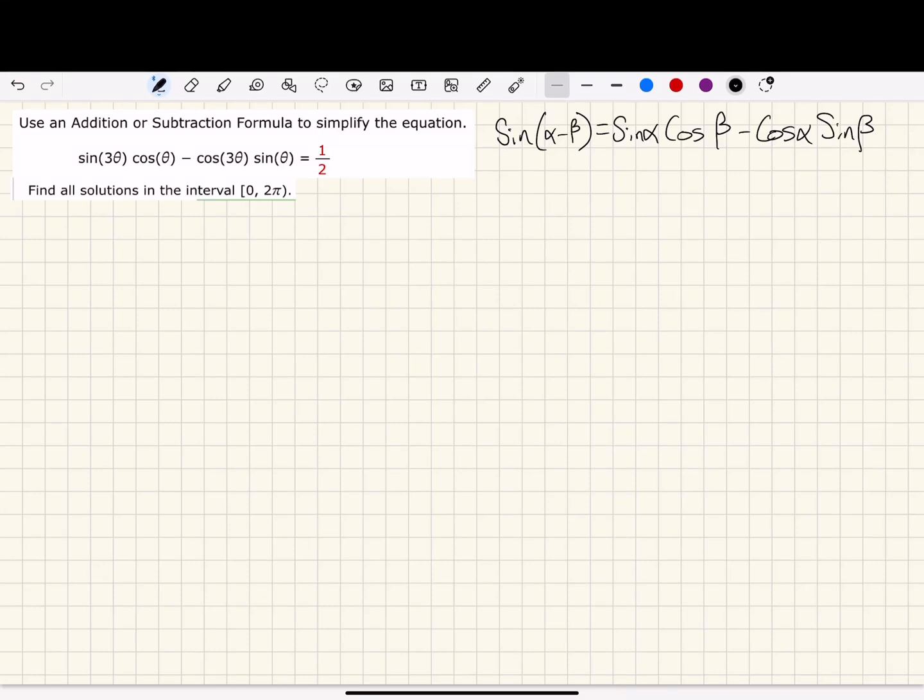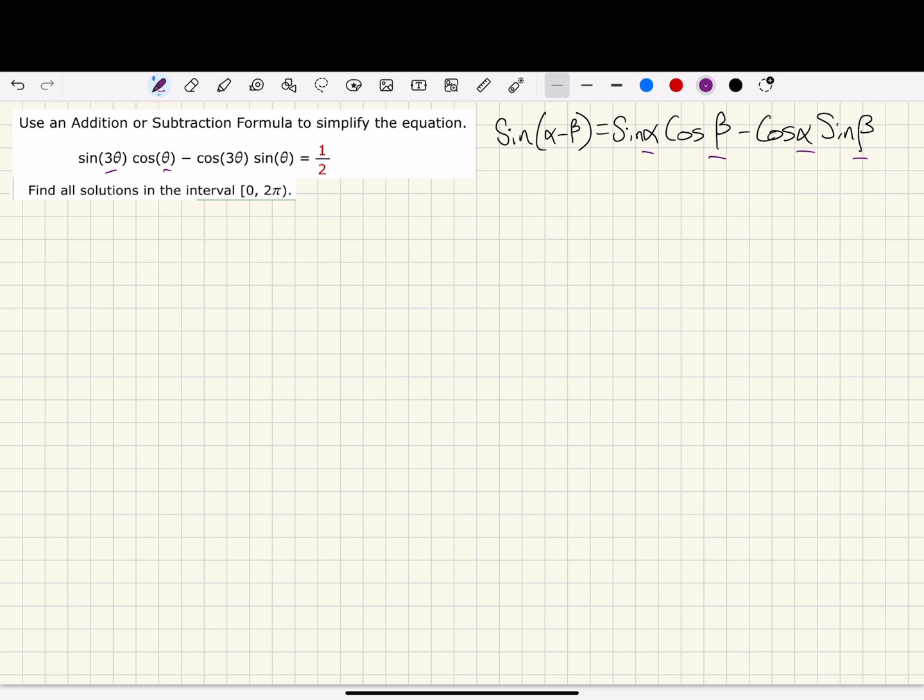Use an addition or subtraction formula to simplify the equation sine 3 theta cosine theta minus cosine 3 theta sine theta equal to a half. This is in the form of the difference angle formula for the sine function. And we could match these things up. 3 theta would match up with alpha, and theta would match up with beta.